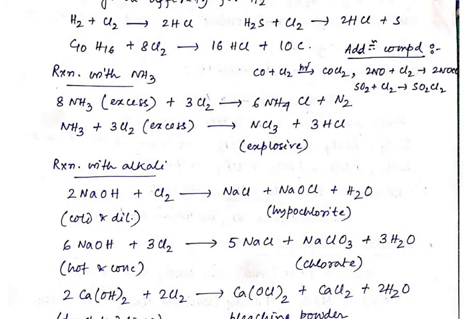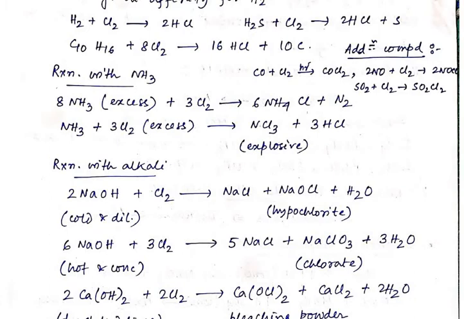In the first reaction we have observed that the ammonia is in excess amount, and in the second part we have seen that the chlorine is in excess amount. So in the first case the ammonium chloride along with nitrogen is formed, and in the second case the explosive nitrogen trichloride along with HCl is formed.